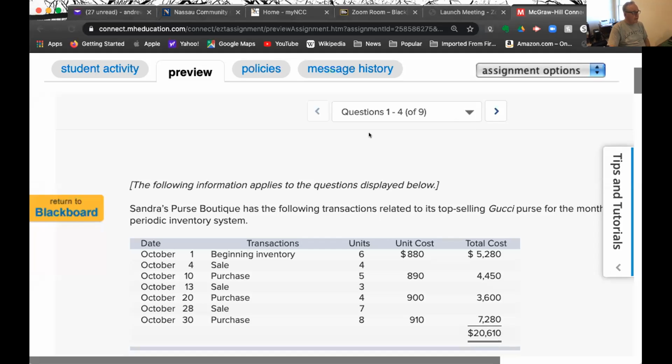Now, the first thing I want to show you is the homework, right? And this is due Friday. There were 3 problems. I know it says 9 questions here, but the questions are in parts, and that's how the computer sees them.